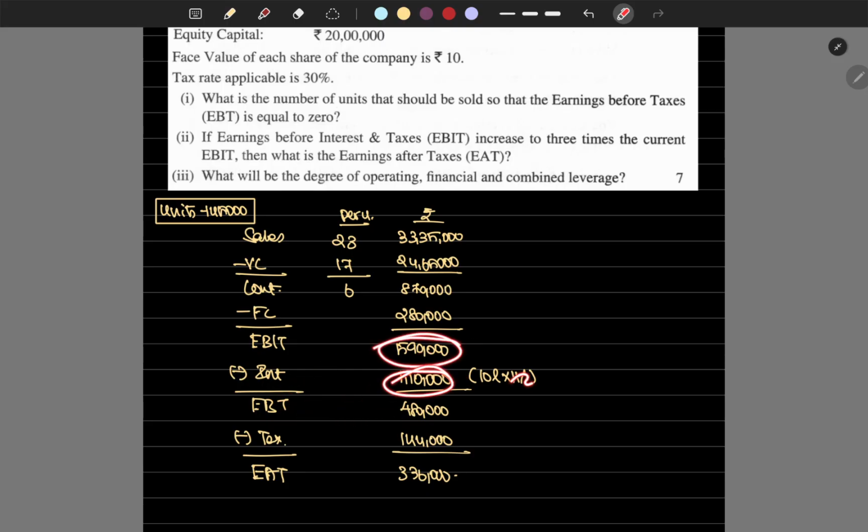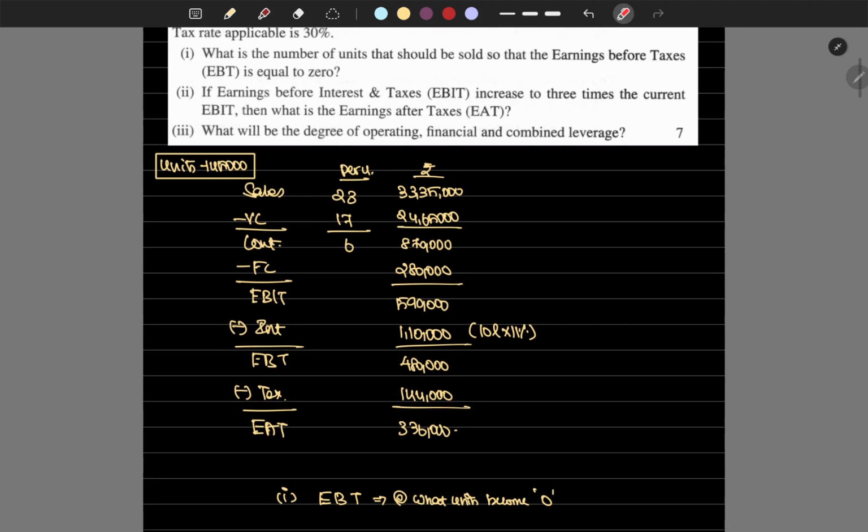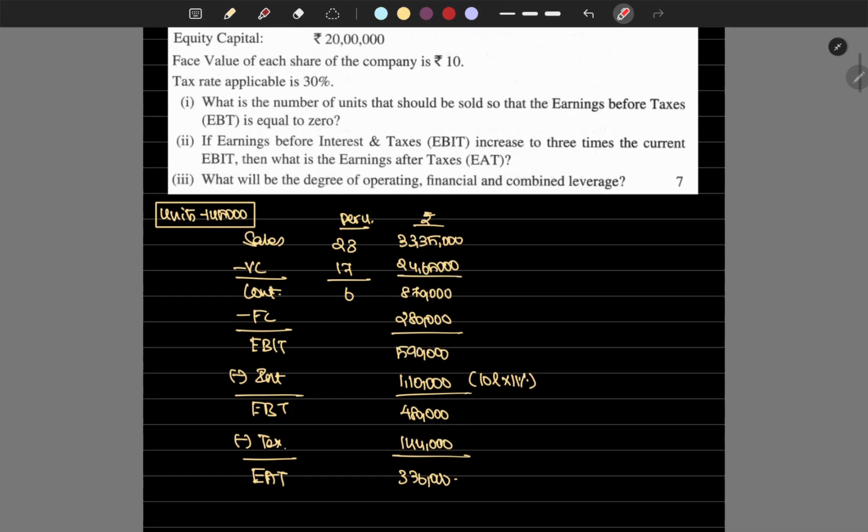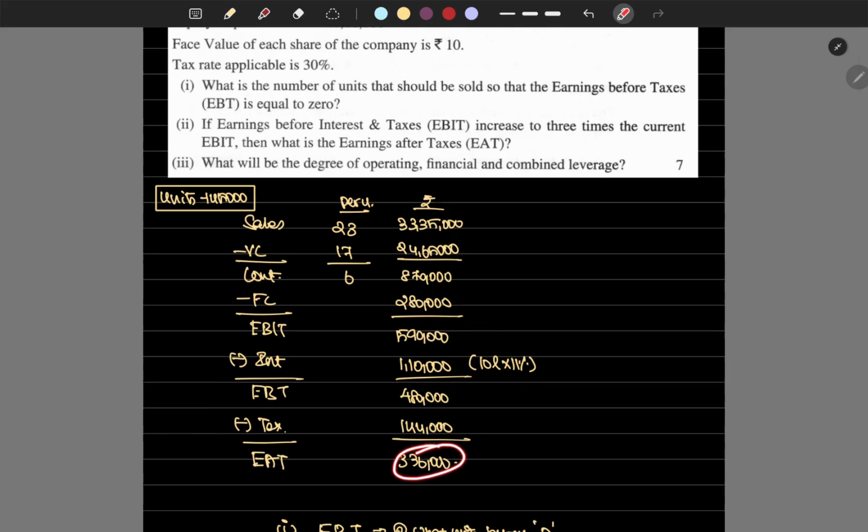We found the interest, which is 10 lakh into 11 percent, 1 lakh 10,000. Then EBT, earnings before tax, is 4 lakh 80,000. The tax to be deducted is 1 lakh 44,000, which is 4 lakh 80,000 into 30 percent, since they have given the tax rate as 30 percent. The earnings after tax is 3 lakh 36,000, which is EBT minus taxes.